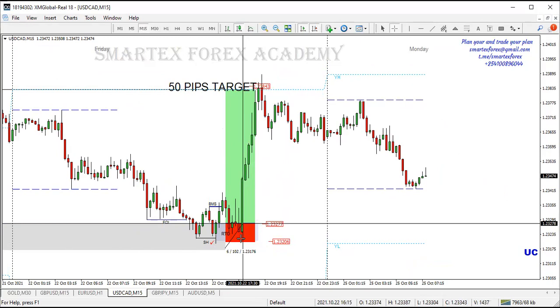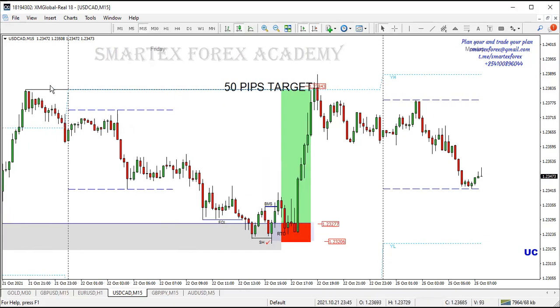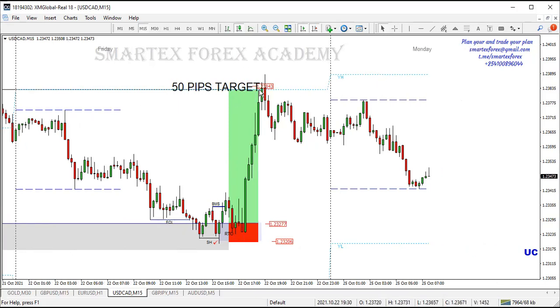I used the minus 10 pips at this low because I wanted to cover this one too, so that in case they were to take out this one, that was okay with me. So I used a 10 pip stop loss. My target was 50 pips, this high. Actually, that's when the TP was hit, and that's how the market started reversing.